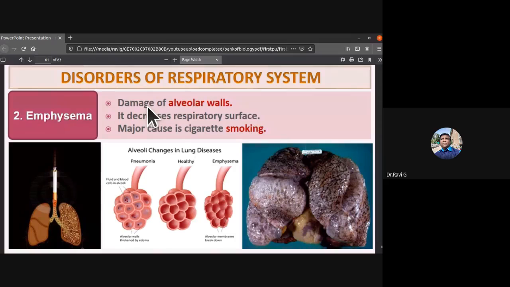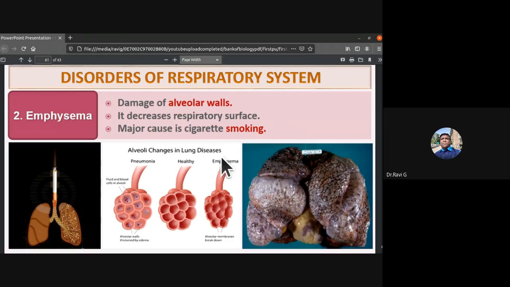So the smoking habit causes damage of alveolar walls. Emphysema is where the alveolar walls are damaged. It decreases the respiratory surface, so the exchange of respiratory gases will be affected when the respiratory surface area is reduced. The major cause of emphysema is cigarette smoking.